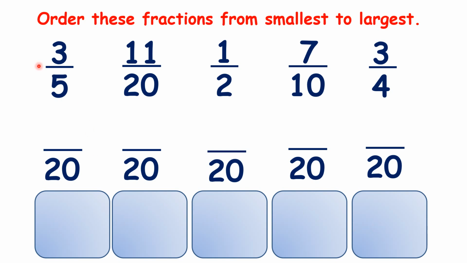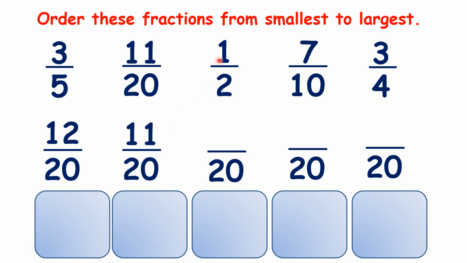So how can we change 3/5 into 20ths? Well, 5 times 4 is 20, so for our numerator we can have 3 times 4, which is 12. Now we already have 11/20 here, so we can just copy that down.